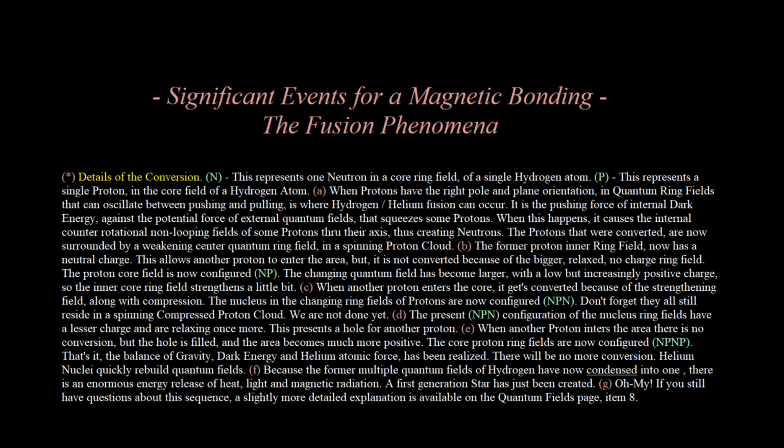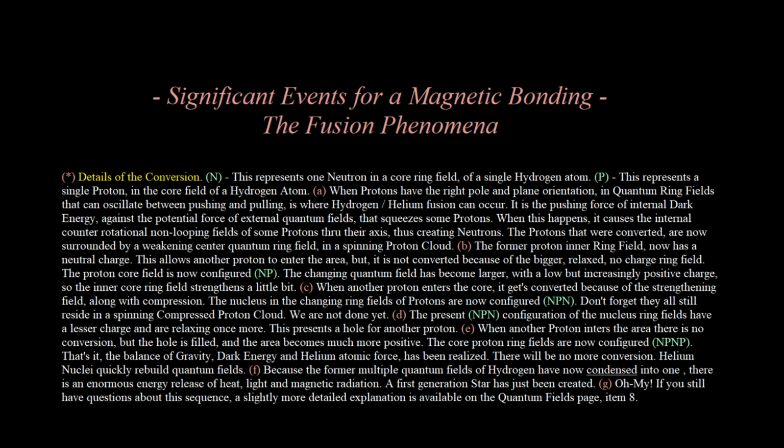Details of the conversion. N. This represents one neutron in a core ring field of a single hydrogen atom. P. This represents a single proton in the core field of a hydrogen atom. A. When protons have the right pole and plane orientation, in quantum ring fields that can oscillate between pushing and pulling, is where hydrogen-helium fusion can occur.